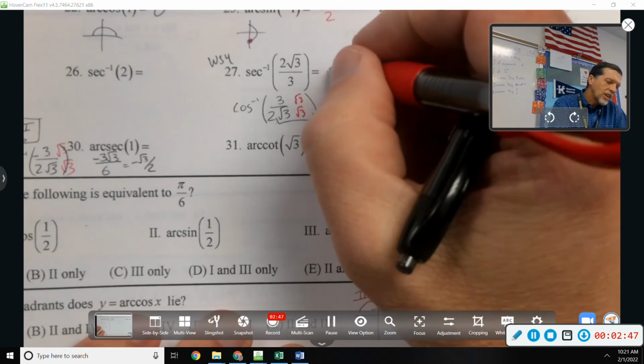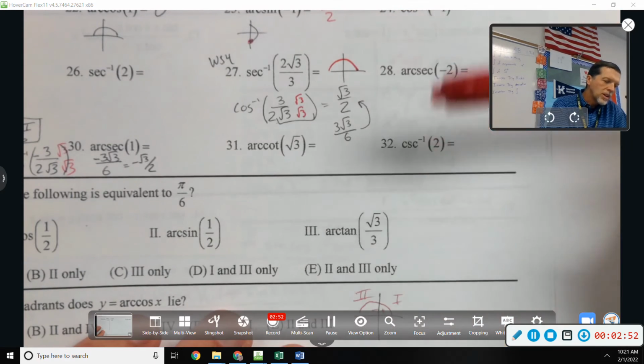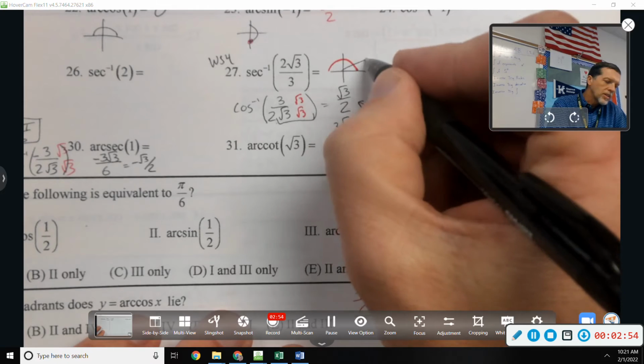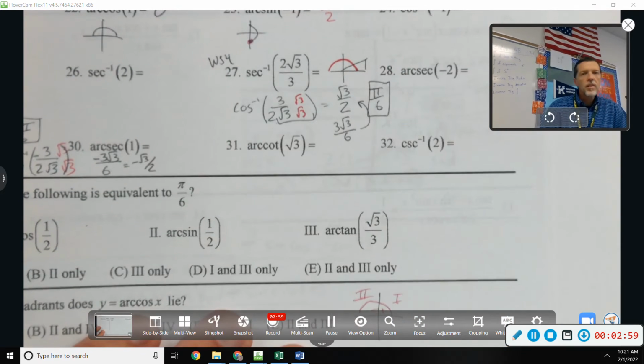Inverse cosine's got to come from 1 or 2. It's positive, so it'll be in quadrant 1. Root 3 over 2 is alongside. So the answer would be pi over 6. Thank you. You're welcome.